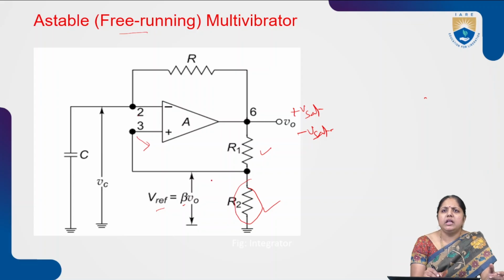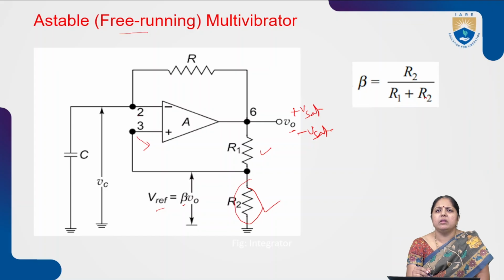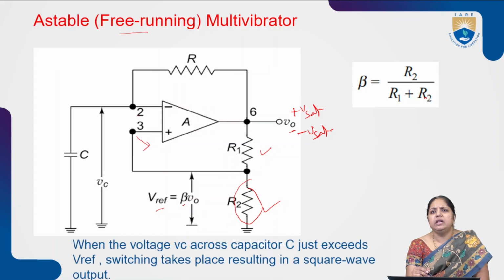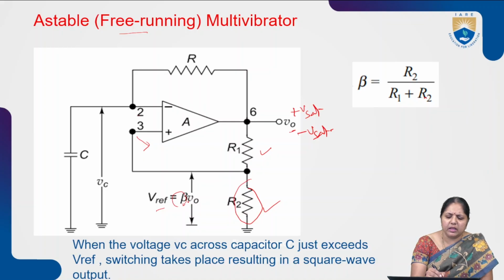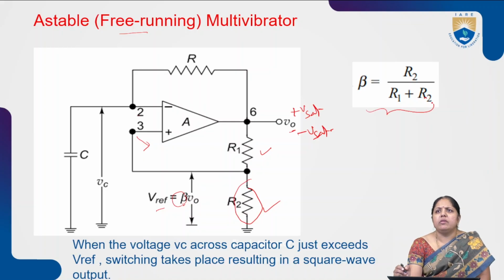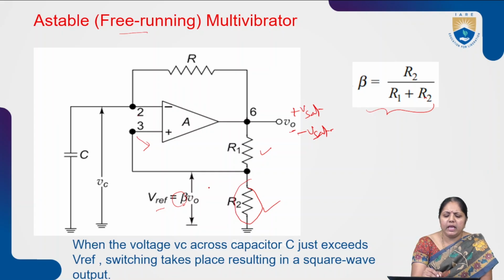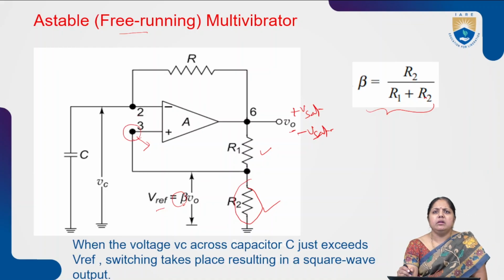Now what is the voltage across this one? Through the potential divider network, the applied voltage is V0 and the voltage across this R2 is R2 into V0 by R1 plus R2. Finally, you will get the corresponding voltage across this one. Here beta equals R2 by R1 plus R2. So R2 by R1 plus R2 times V0 will go as the input for the non-inverting terminal of the op-amp.